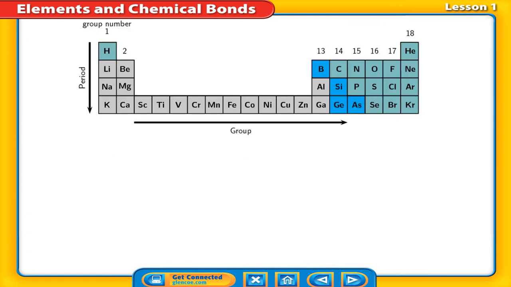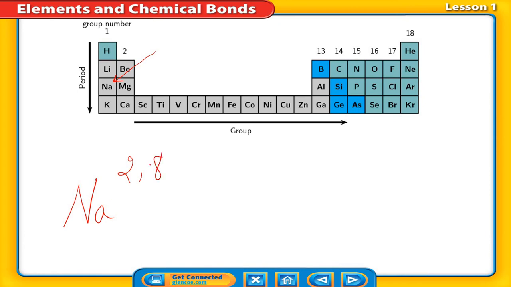Let's just do an example. I'll choose sodium. Sodium's atomic number is 11. So the first energy level can take up to 2 electrons. And then the second, 8 electrons.